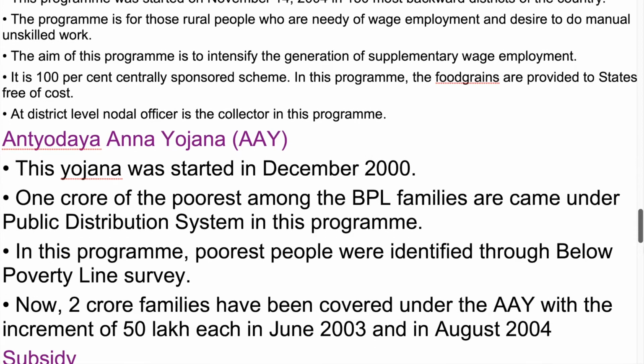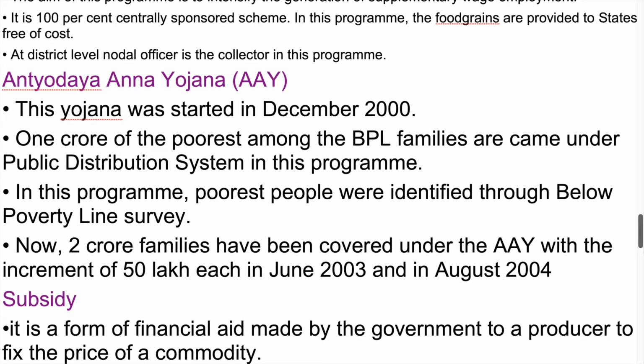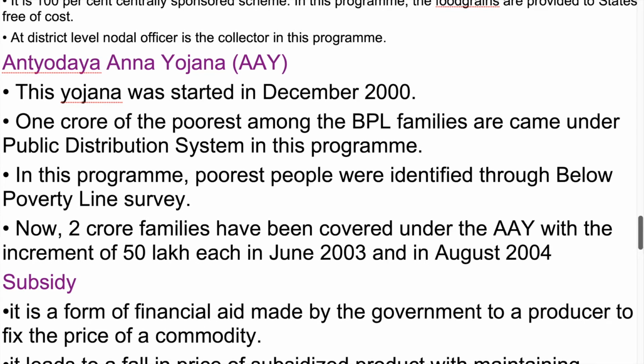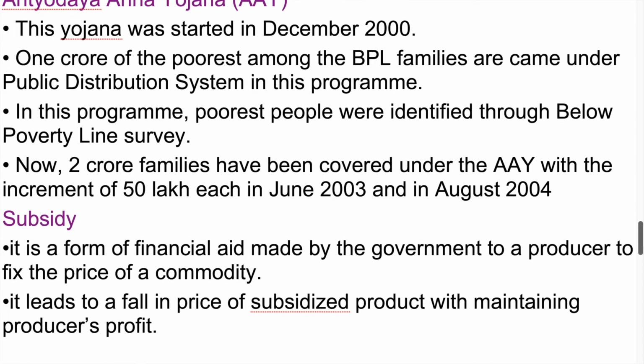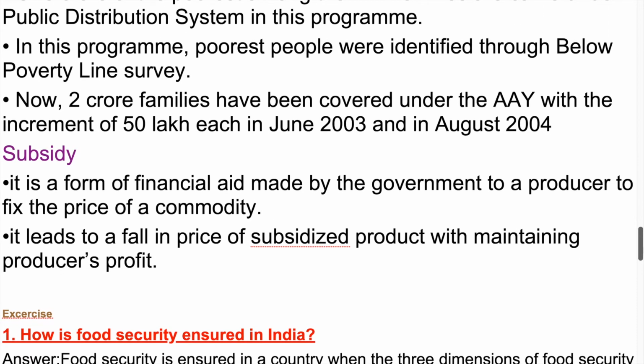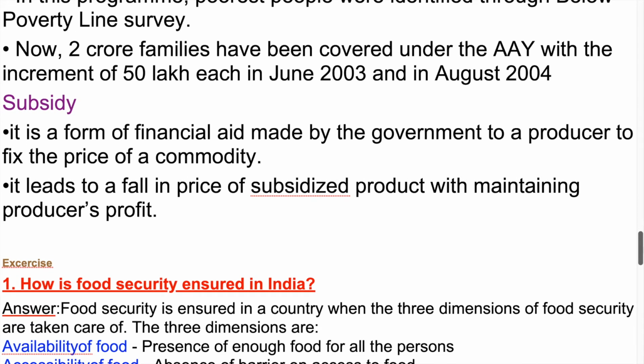Antyodaya Anna Yojana, AAY. This Yojana was started in December 2000. 1 crore of the poorest among the BPL families came under the Public Distribution System in this program. In this program, the poorest people were identified through the below poverty line survey. Now, 2 crore families have been covered under the AAY with an increment of 50 lakh each in June 2003 and in August 2004. Subsidy: it is a form of financial aid made by the government to a producer to fix the price of a commodity. It leads to a fall in the price of the subsidized product while maintaining the producer's profit.